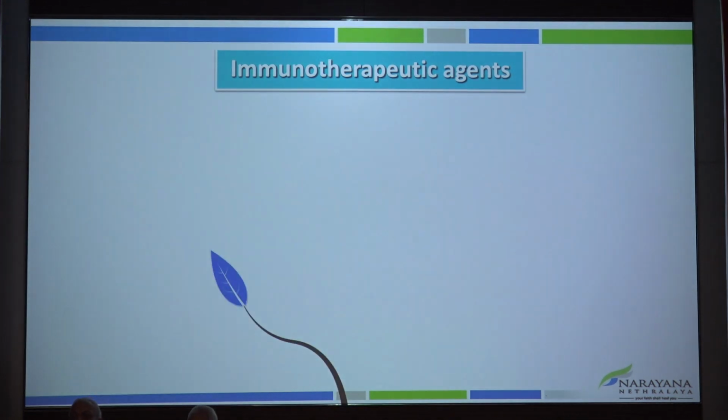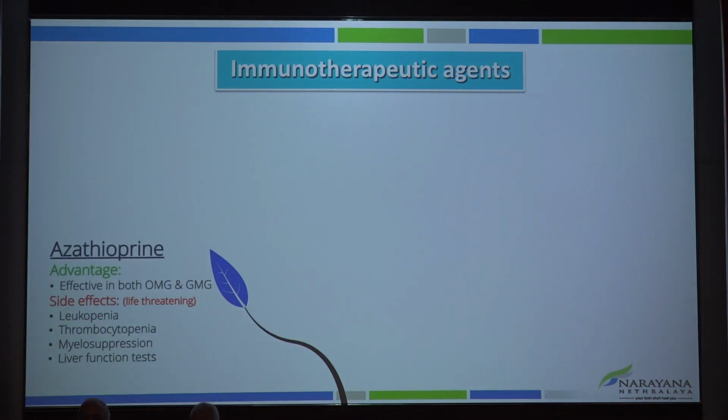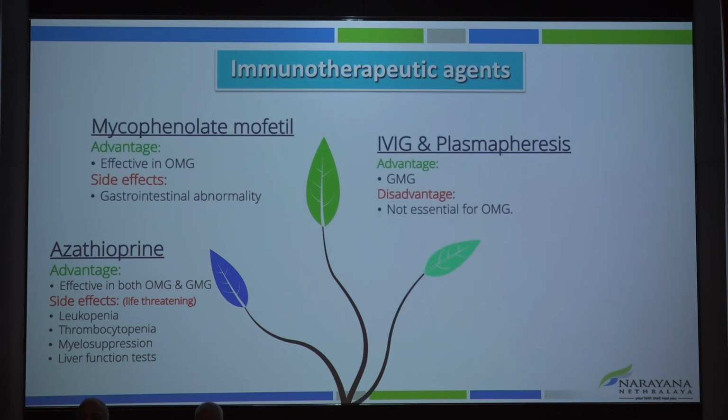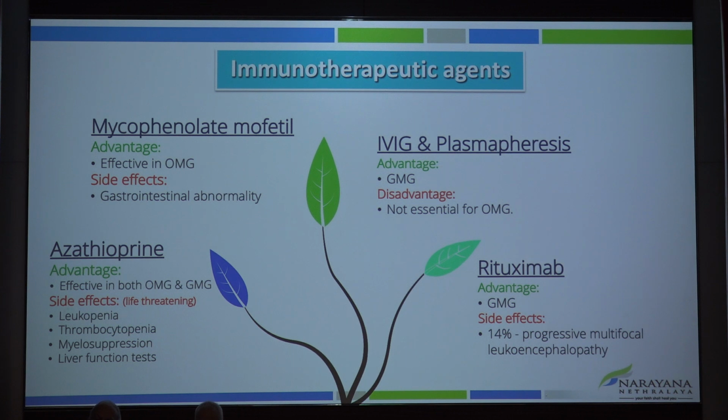So these include basically azathioprine, which is good for even ocular cases. You have mycophenolate mofetil, which is effective in ocular cases. Then IVIG and plasmapheresis are left for those which are refractory. And finally, rituximab is more so for generalized cases.